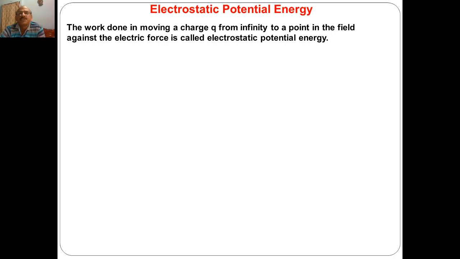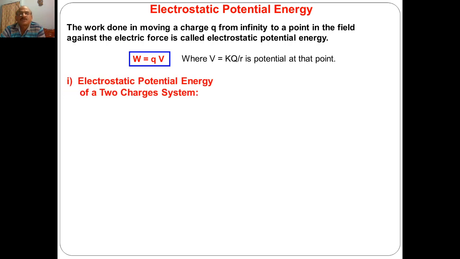First, electrostatic potential energy, and we will discuss in absence of external field. And we know potential energy is the amount of work done to bring a charge q from infinity to that point. And if charge q is brought to a point where potential is V, then work done W equals q into V, where V is the potential at that point. Now we will take up two charges system.